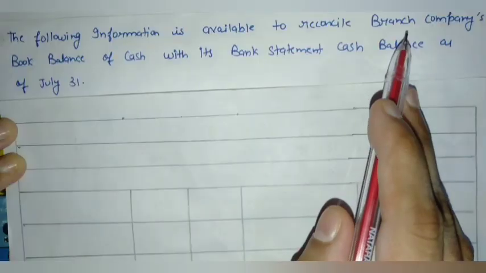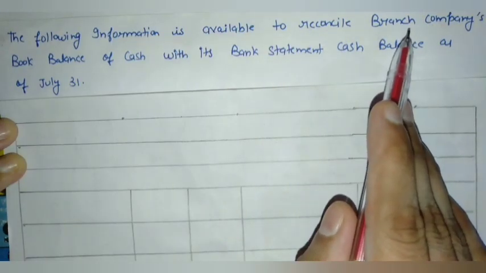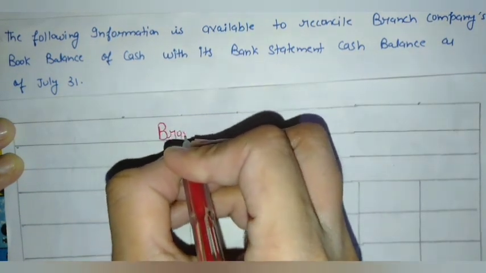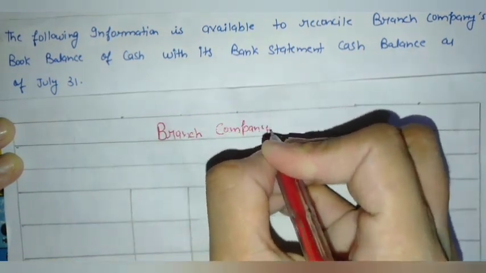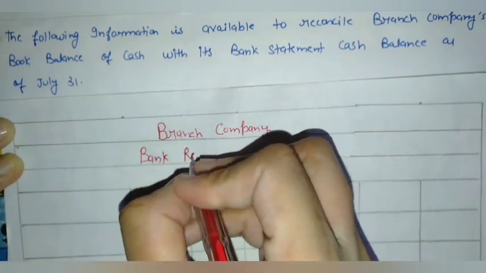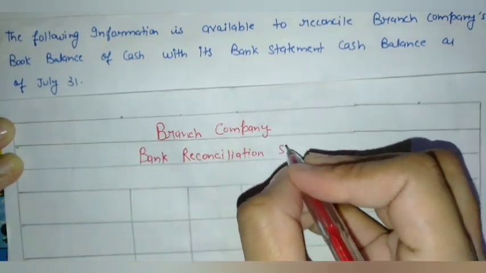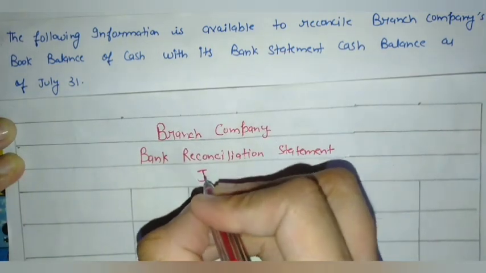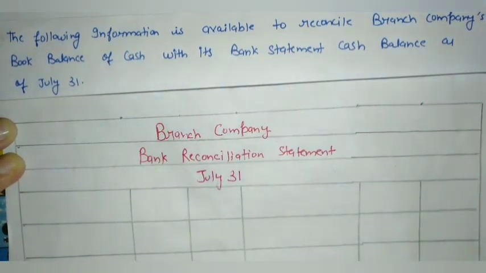Let's start. First of all, write the name of the organization, that is Branch Company. Then the title, bank reconciliation statement. Next, write the month for which you are preparing the BRS, that is July 31st.